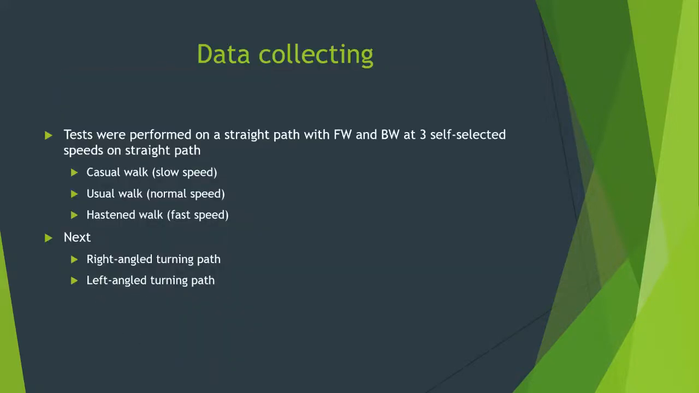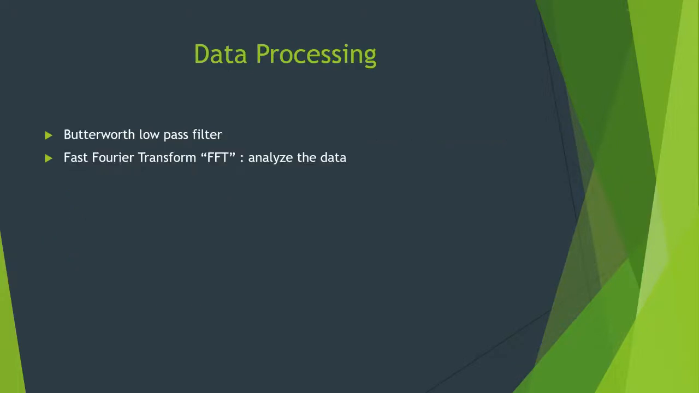For data collecting, the tests were performed on a straight path, forward and backward, at three self-selected speeds: slow speed, normal speed, and fast speed. Next they did the right angle turning path and left angle turning path. For the data processing, they use a Butterworth low-pass filter and fast Fourier transform to analyze the data.